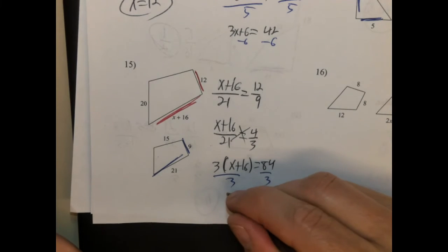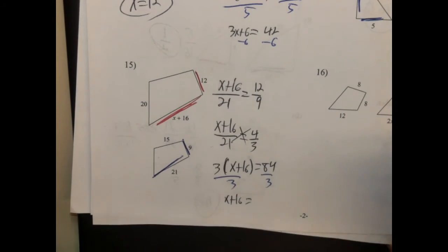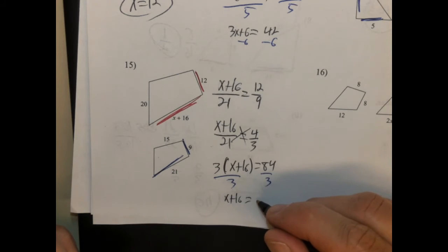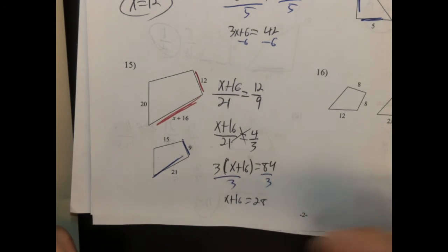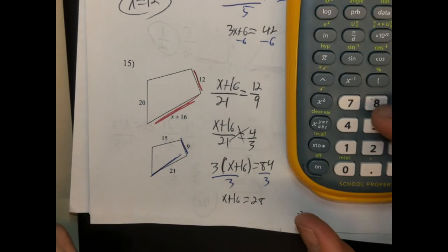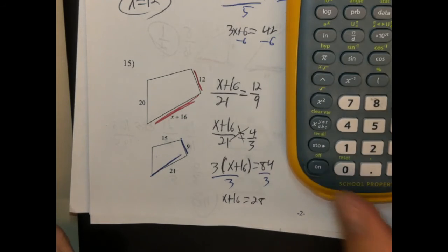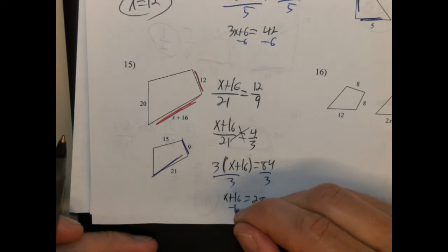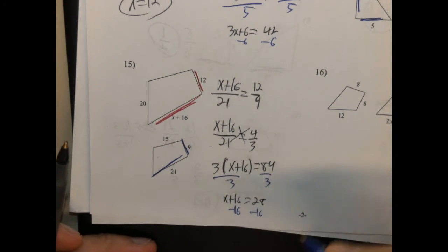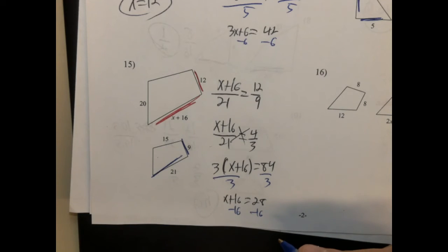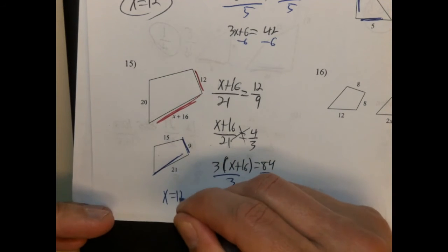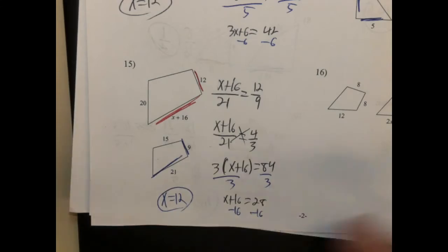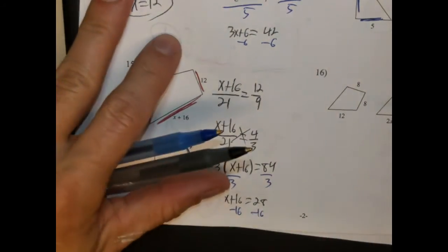Okay. So x plus 16 equals 28, I think. Let's just double check that. 84 divided by 3 is it 28? It is 28. Cool. And we're going to subtract 16. And x should equal 12. Yep, okay. Last one. Here we go.